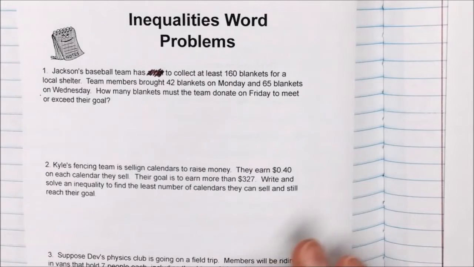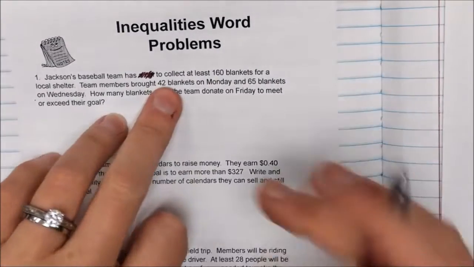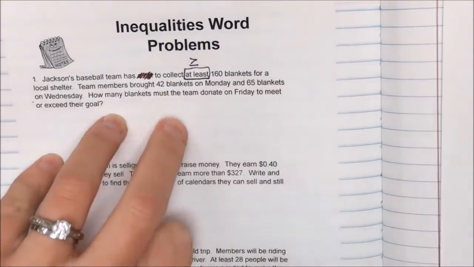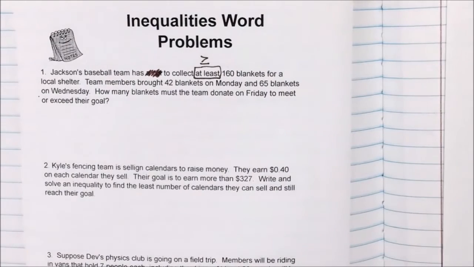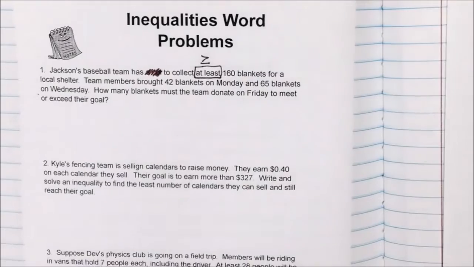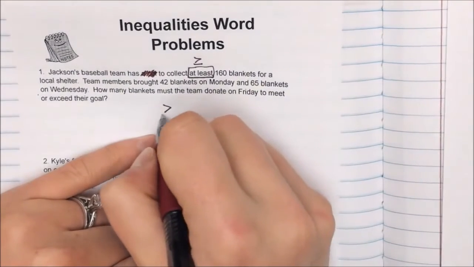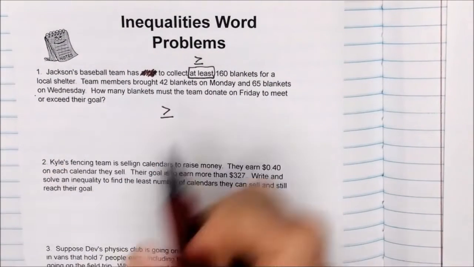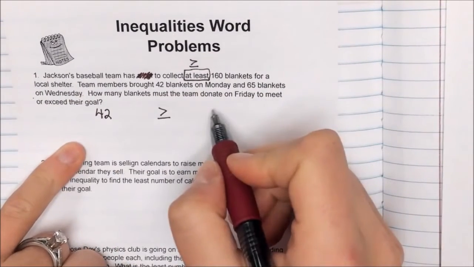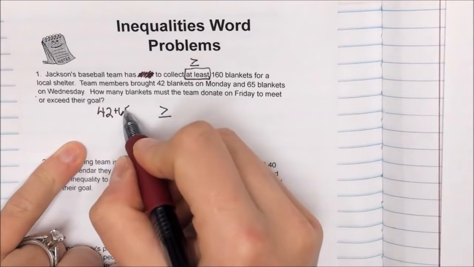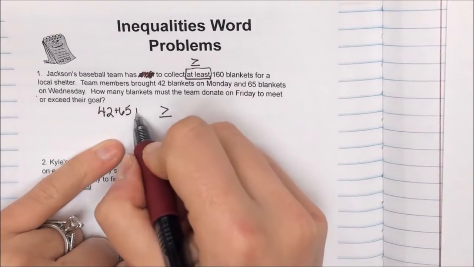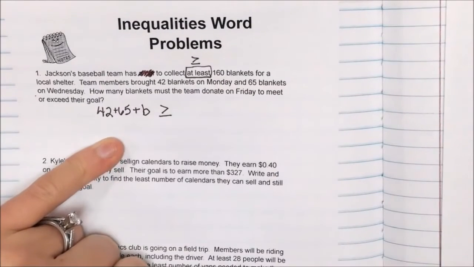So let's kind of decompose this here. So at least is a greater than or equal to word. You need at least 160 blankets, okay, in order to meet your goal. So we know this is going to have a greater than or equal to sign. Team members already brought in 42 blankets, so we have 42 blankets on Monday and 65 blankets on Wednesday, plus the team brings in some number of blankets, we're going to call that B, on Friday.